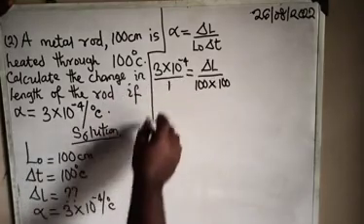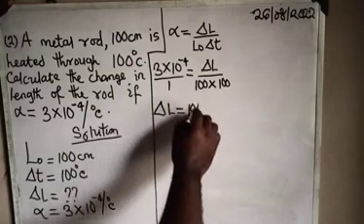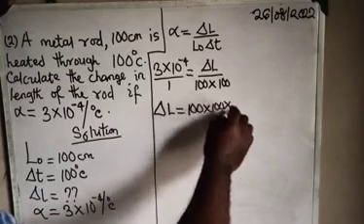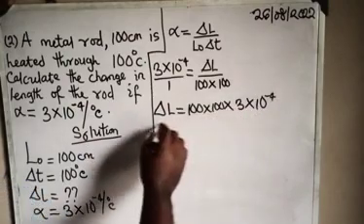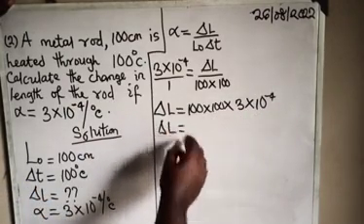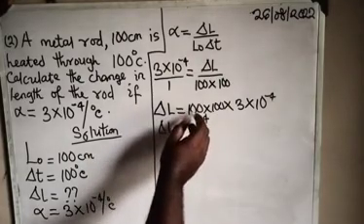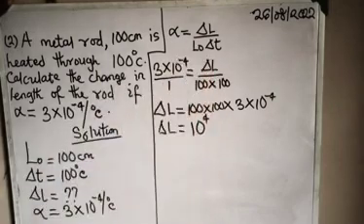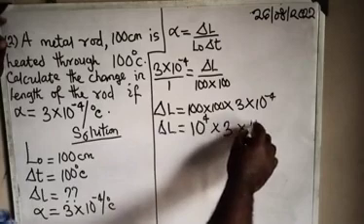Now I can call this one all over 1, and you cross multiply. You have that change in L times 1 is still change in L. And that will give us 100 times 100 times 3 times 10 to the power of negative 4. Now let me change that 100 times 100 to standard form. That will give me 10 to the power of 4, because here you have four zeros, 1, 2, 3, 4. Times 3 times 10 to the power of negative 4.